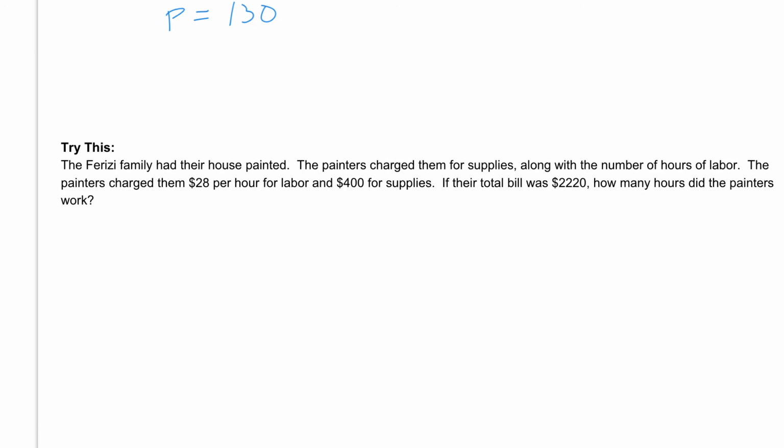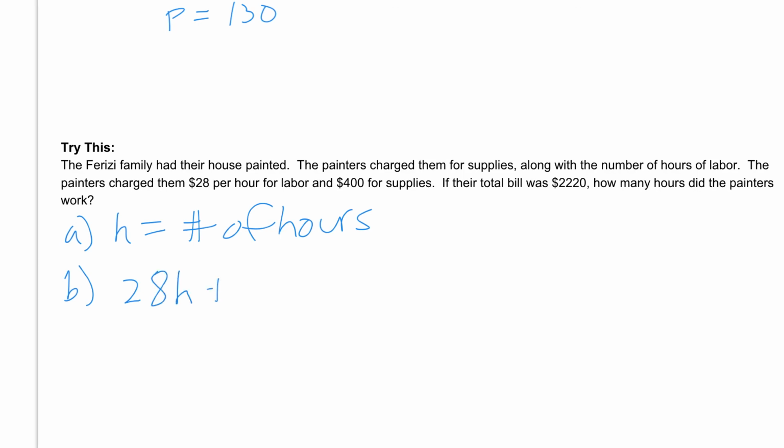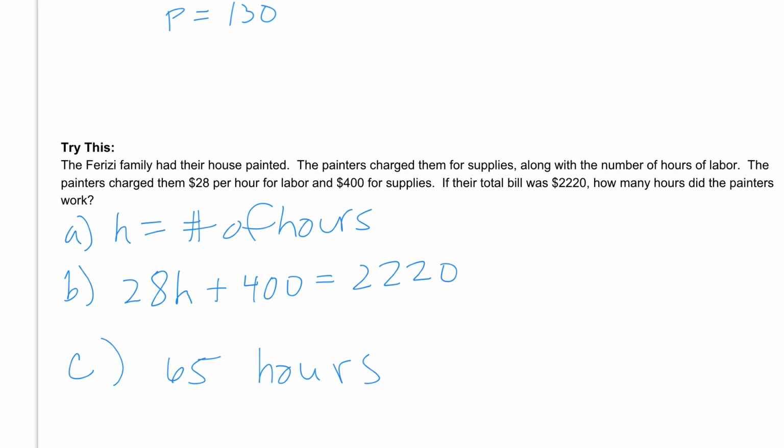If you did this one correct, letter A, you should have had some variable, it doesn't matter which letter, I'll use H, equal to the number of hours. Then letter B, your equation should be 28 times whatever variable you chose, plus 400 equal to 2,220. And then in letter C, if you solved it correctly, you should have gotten 65 hours, labeling it correct. If you did not get any one of these right, if you missed just one of them, raise your hand so I can come around and help you.